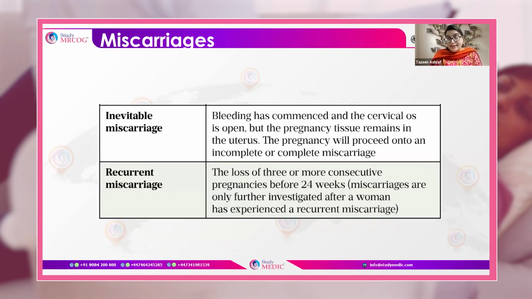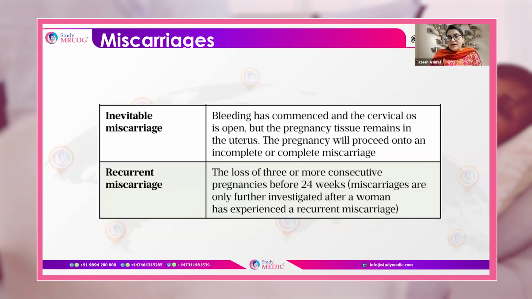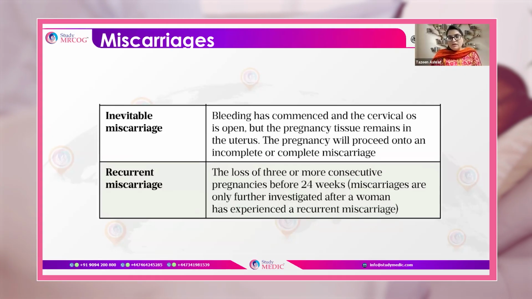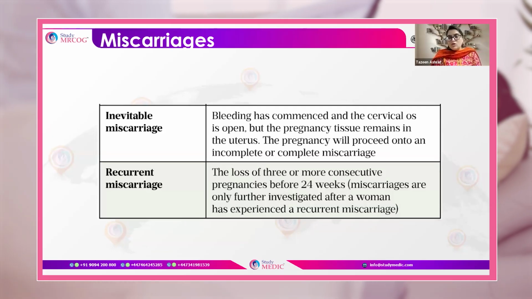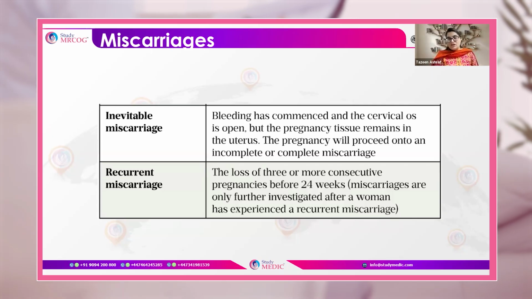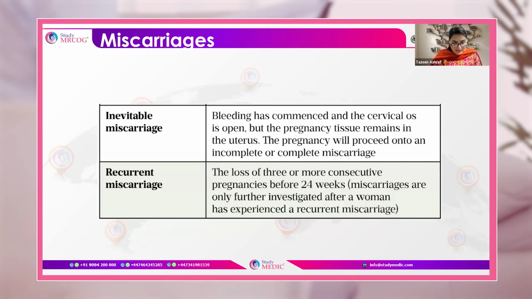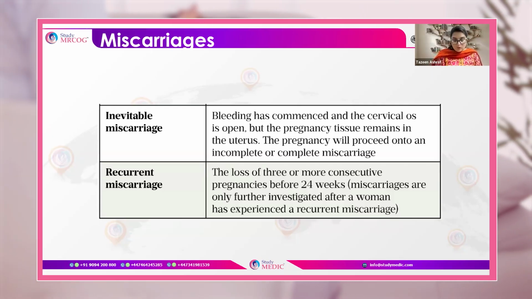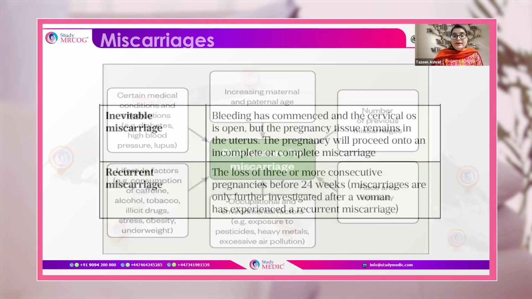So that is known as inevitable miscarriage. And recurrent miscarriages are when there are two or more consecutive pregnancy losses before 24 weeks of gestation. So that is basically named recurrent miscarriages.